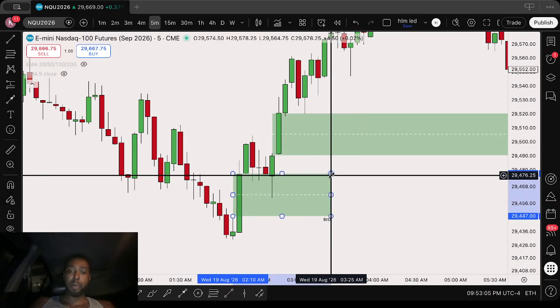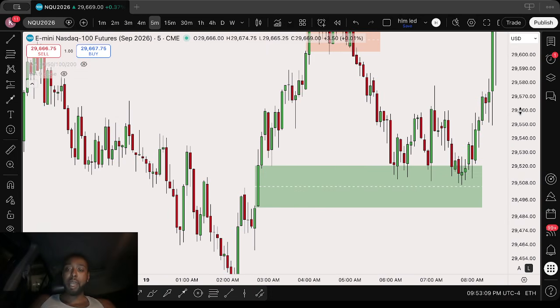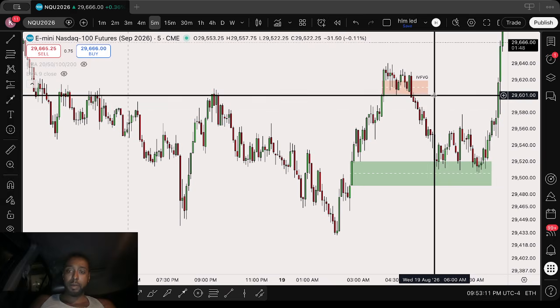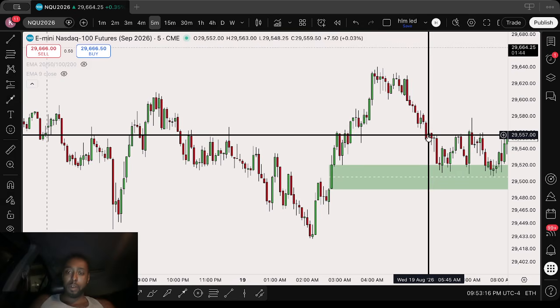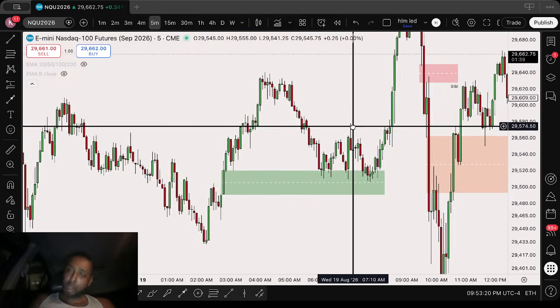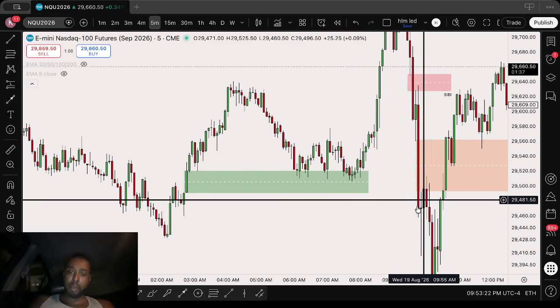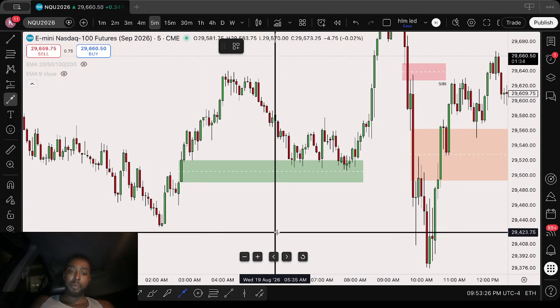So that's another example of a bullish fair value gap, which is also an inefficiency. An inefficiency is also an inverse fair value gap, and it's also a bullish fair value gap, and it's also a bearish fair value gap. They all are inefficiencies.